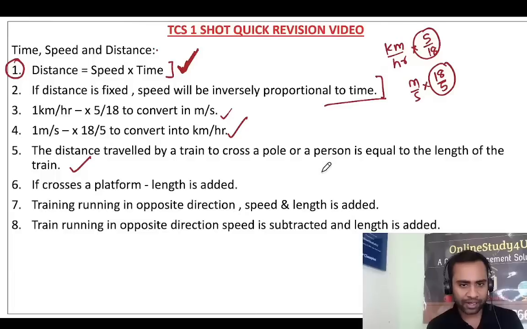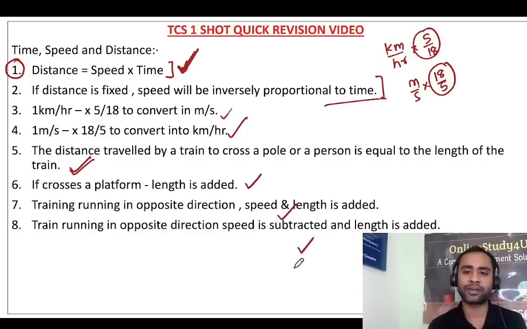The distance traveled by a train to cross a pole or a person is equal to the length of the train. If it crosses a platform, the length is added. For trains running in the same direction, speed is subtracted and length is added. For trains running in the opposite direction, speed and length are added.